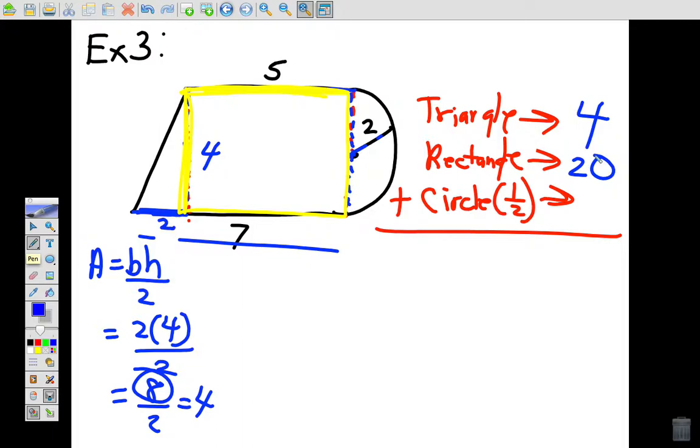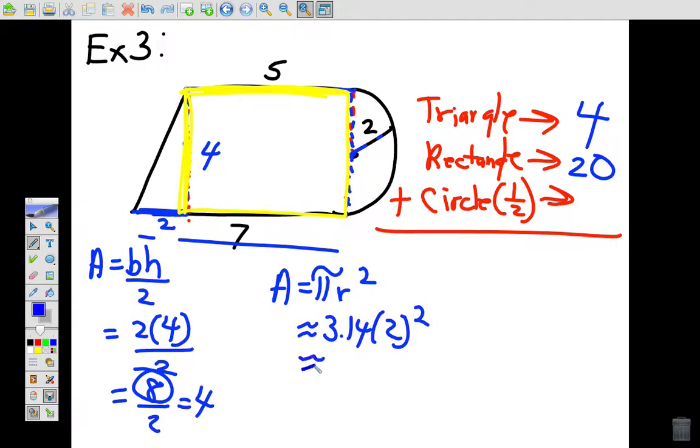Now finally, let's do the circle. Let's find the area of the circle. So take pi times radius squared. Take 3.14 times 2 squared, right? The radius is 2. Take 3.14 times 4. I'm going to take a calculator and calculate that out. 3.14 times 4 gives me 12.56. Now that's the area of a full circle. This is half a circle, so I divide by 2. And I get 6.28.